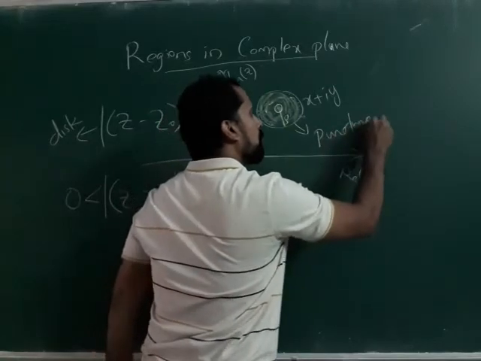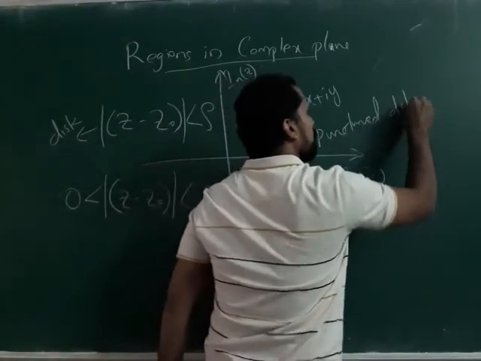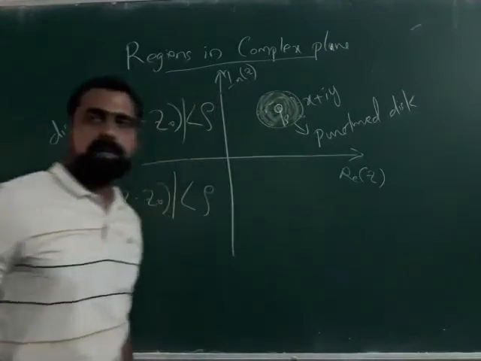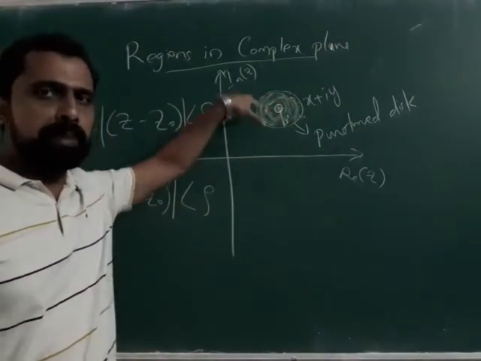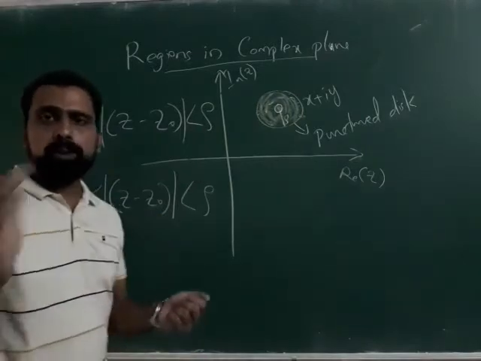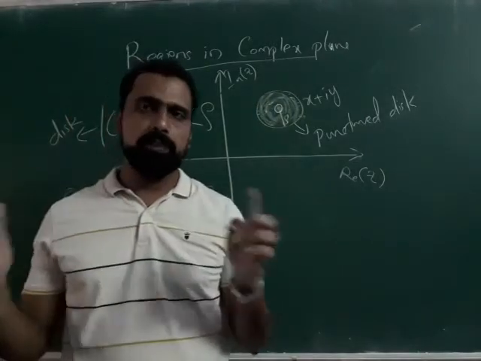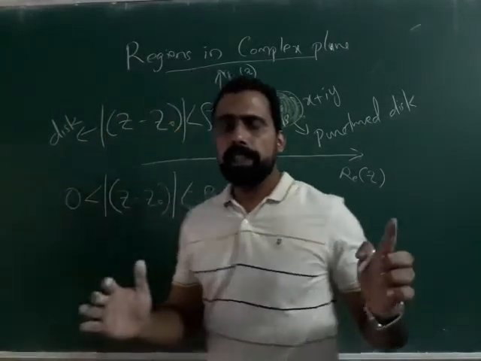punctured disk. Okay. Actually, it is not a completed disk, it is punctured at the middle. Okay. So this is a way how to define a region in a complex plane. I hope you understand. Okay.